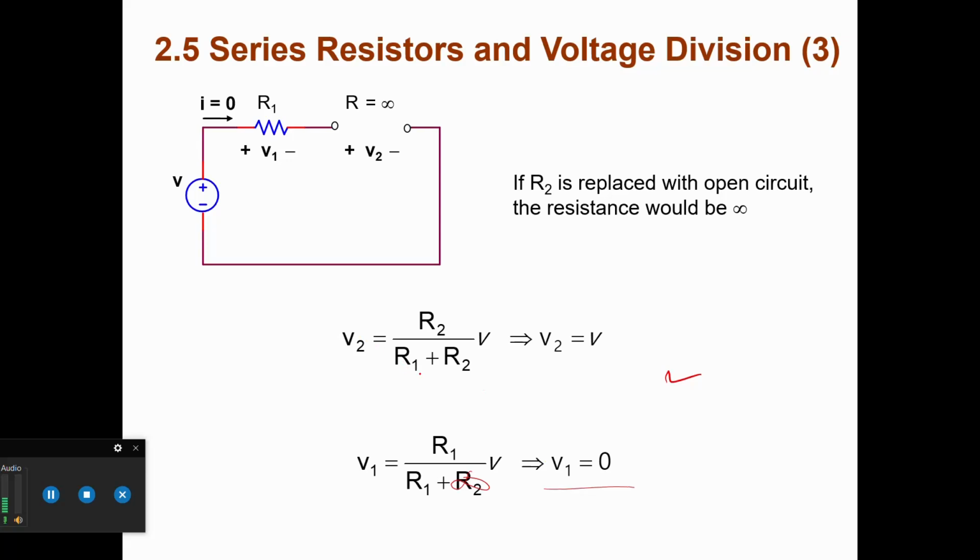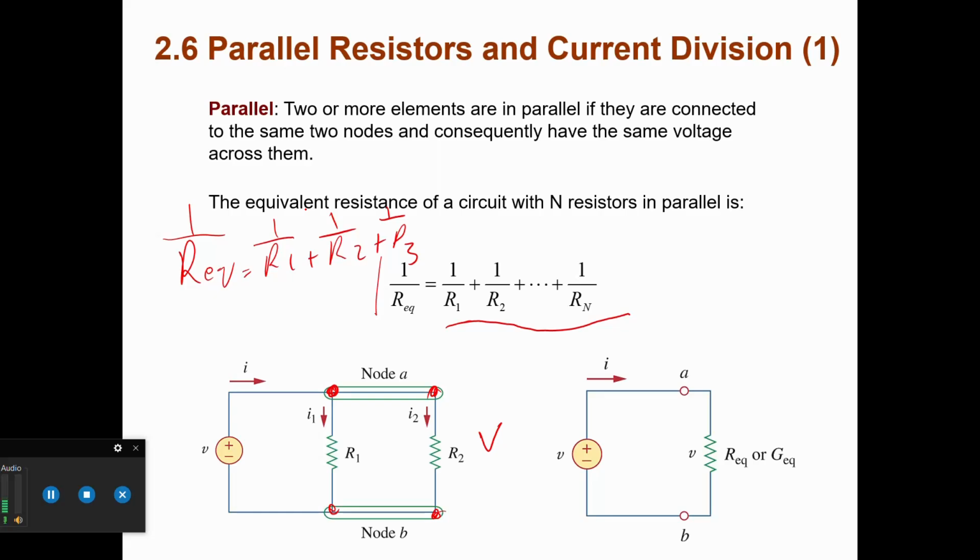And let's say particularly speaking, R1 into R2 here, and we have infinity here and infinity here, infinity and infinity cancel out each other, and V2 is equal to V. So if the configuration is this, you will get these kinds of results.